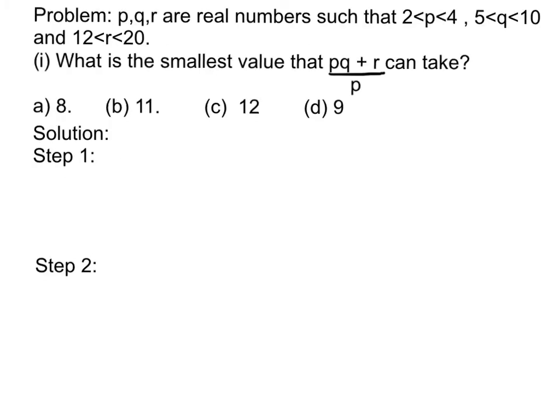P, Q, R are real numbers such that P is greater than 2 and less than 4, Q is greater than 5 and less than 10, and R is greater than 12 and less than 20. What is the smallest value that PQ plus R by P can take?